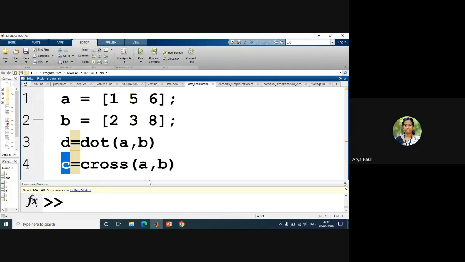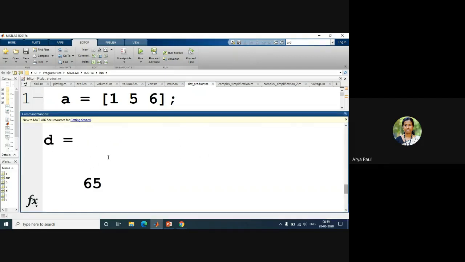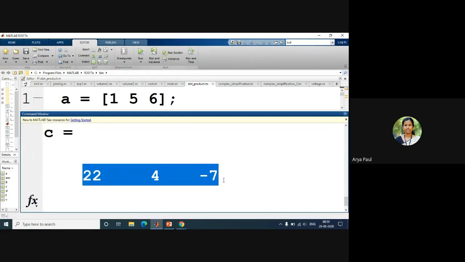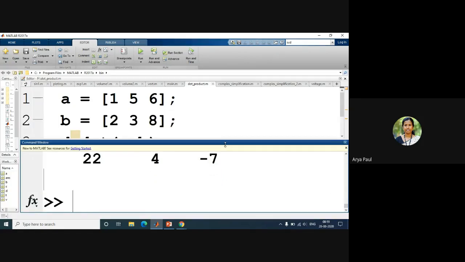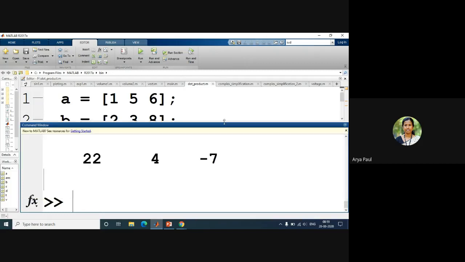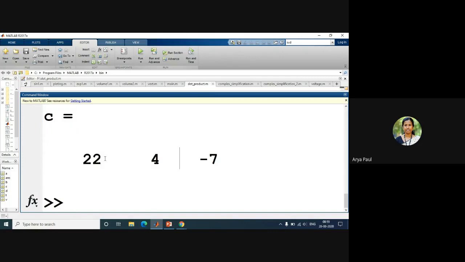When you run this code, first it will display D. The dot product is 65, that is a scalar quantity. And the cross product is 22, 4 and minus 7. Hope you have already studied dot product and cross product in your last semester mathematics. What is the meaning of cross product 22, 4, minus 7? It means 22i plus 4j minus 7k. We are displaying only the coefficients.